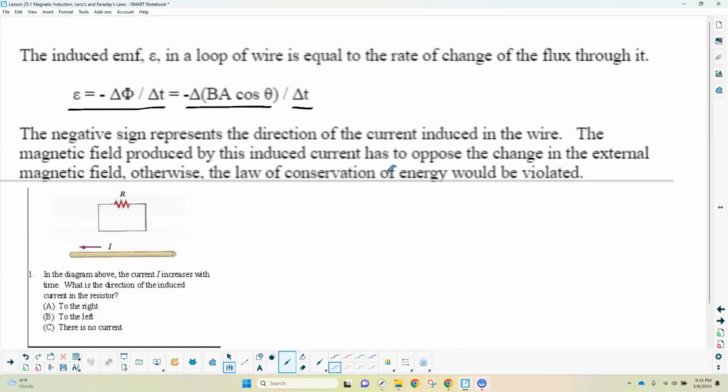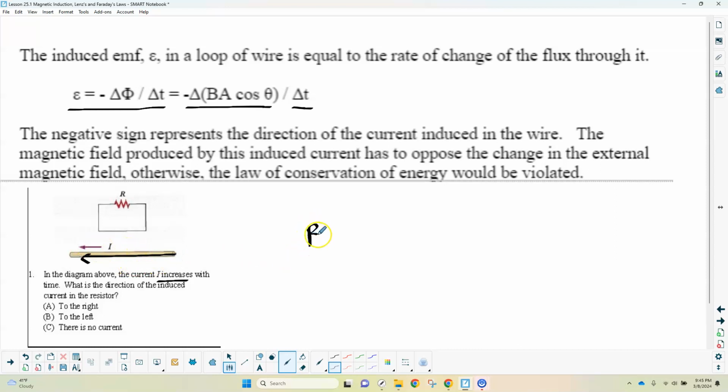So it always goes against it. So this example here will help us with this idea. If you take a look at this example, there's a current going through this wire and it's going to the left. Imagine the current is traveling to the left and it's increasing, which is going to change the magnetic field.